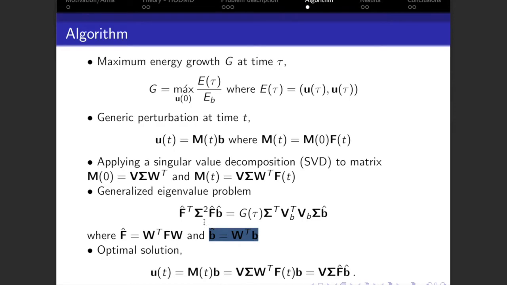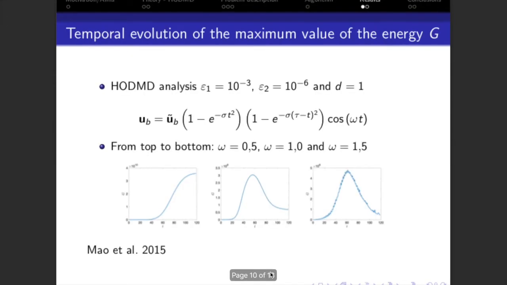Once the amplitudes of the optimal mode have been calculated for a given time horizon tau, it is straightforward to obtain the state of the optimal mode in the following way. We will show some results on the following slides. The HODMD analysis has been performed considering the following parameters: epsilon 1, the tolerance in the singular value decomposition, and epsilon 2 for the DMD analysis, and we consider d equal to 1.